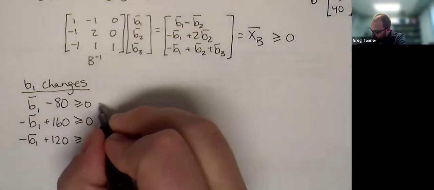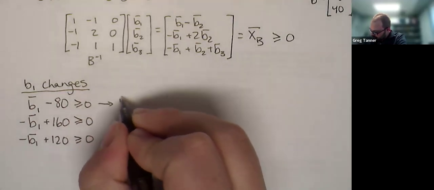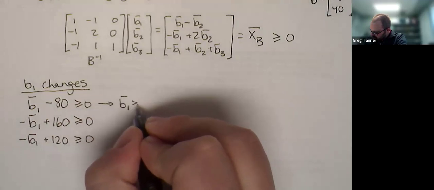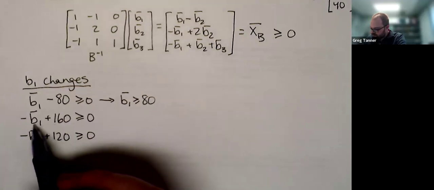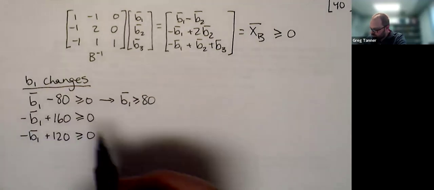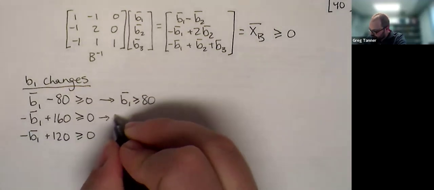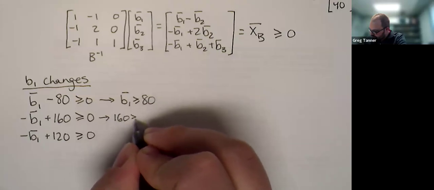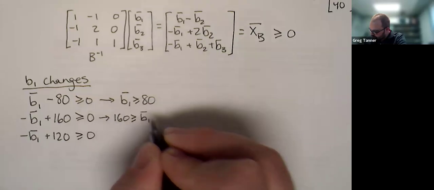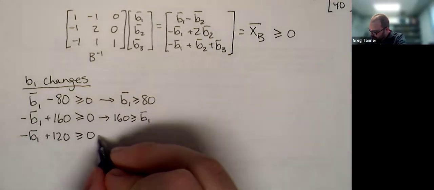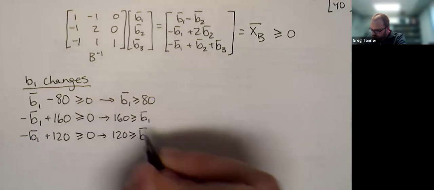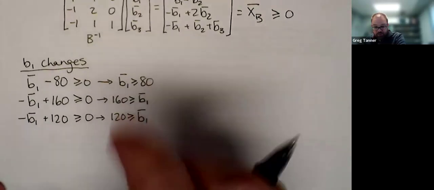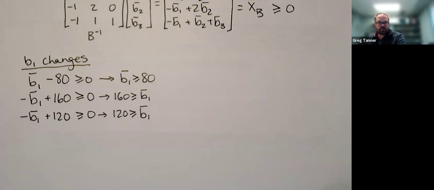Okay, rewriting this one, we get that B1 bar is greater than or equal to 80, adding this 80 over to the other side. In this case, we got a negative here, so I'm actually going to add the B1 over to the other side. And so this one tells me that 160 is bigger than or equal to B1 bar. This one, I'll move the B1 bar over to the other side, and that would tell me 120 is greater than or equal to B1 bar. Okay, I need all three of these to be true in order to still have a feasible solution.